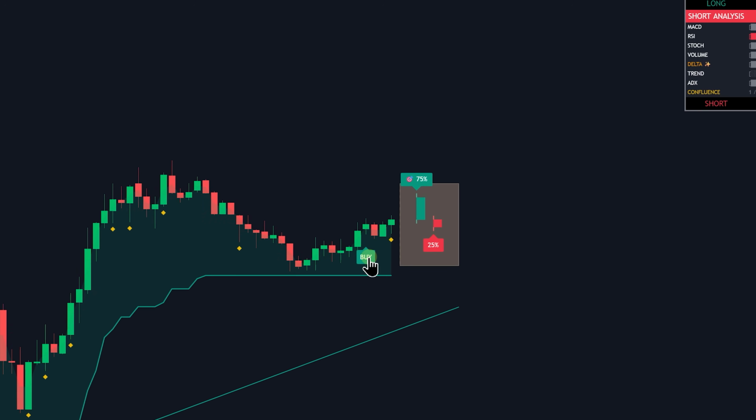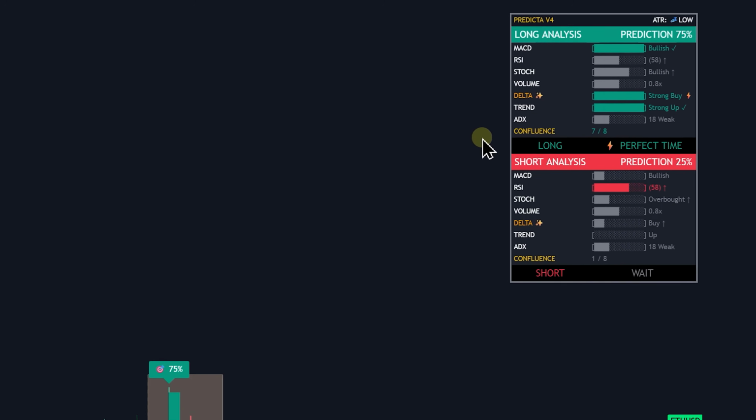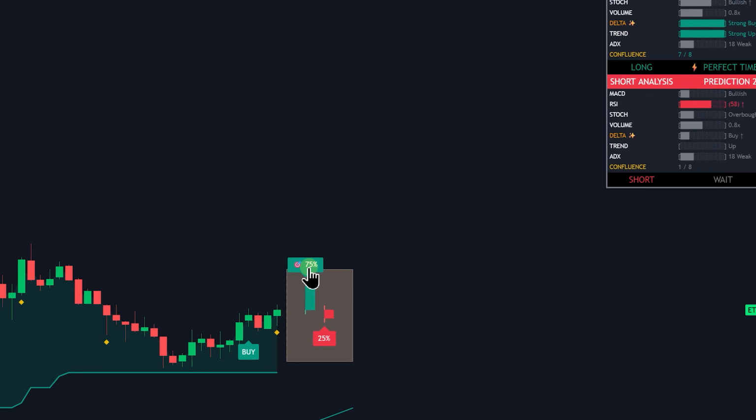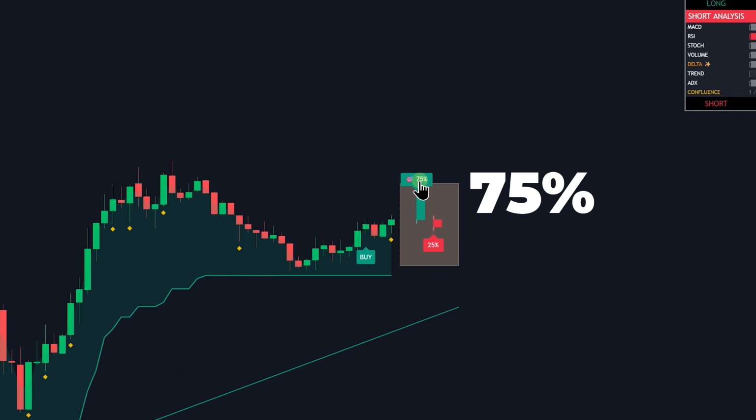You will also notice that the table status for the long analysis has changed to long perfect time. Once that yellow signal appears, the table adjusts to show that more than 4 conditions have been met for this setup. As you can see here, the confluence is 7 out of 8, which is very strong. On top of that, the indicator is predicting a 75% probability that the next candle is going to be bullish.